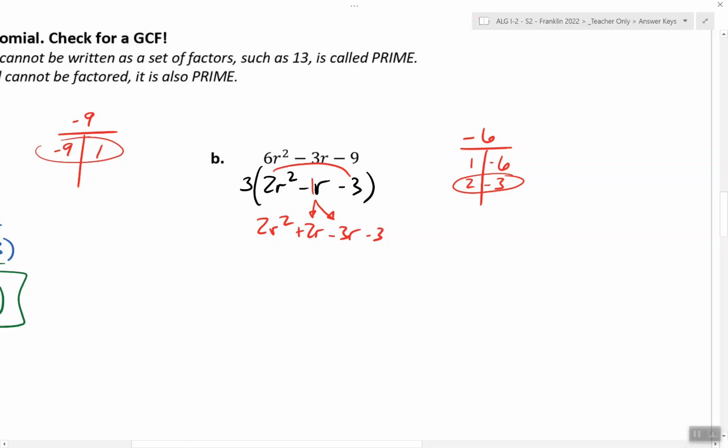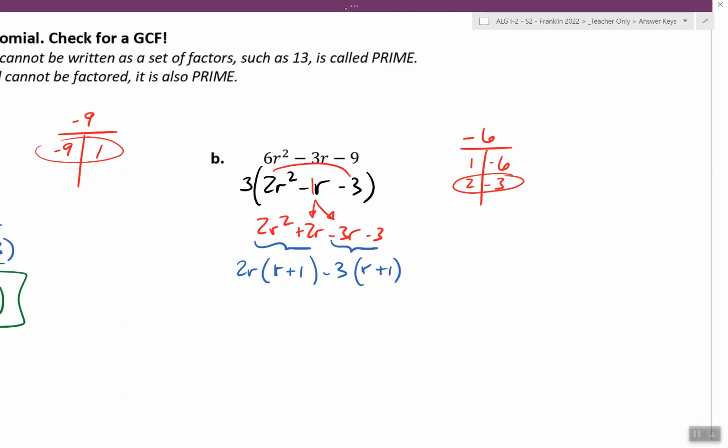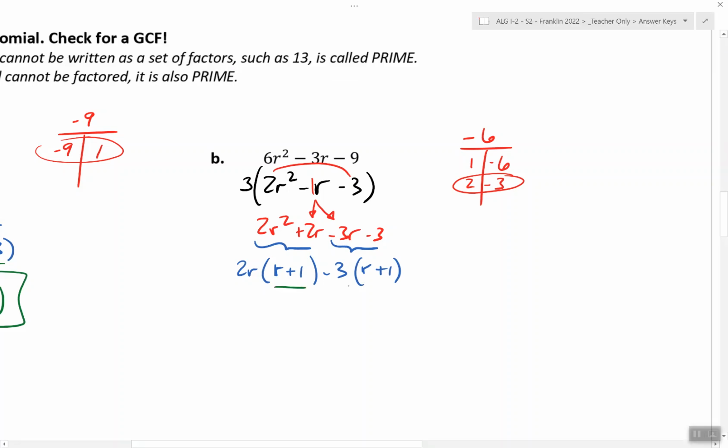So again, we just split that negative 1r into 2 minus 3. So we didn't change anything. 2 minus 3 is still negative 1. We're just rewriting it so that we can factor by grouping. So out of the first two, we can take out a 2r, which leaves r plus 1. And then we can take out a negative 3 from the second two, and that will again leave us with r plus 1. So first term here is r plus 1, and left over is 2r minus 3.